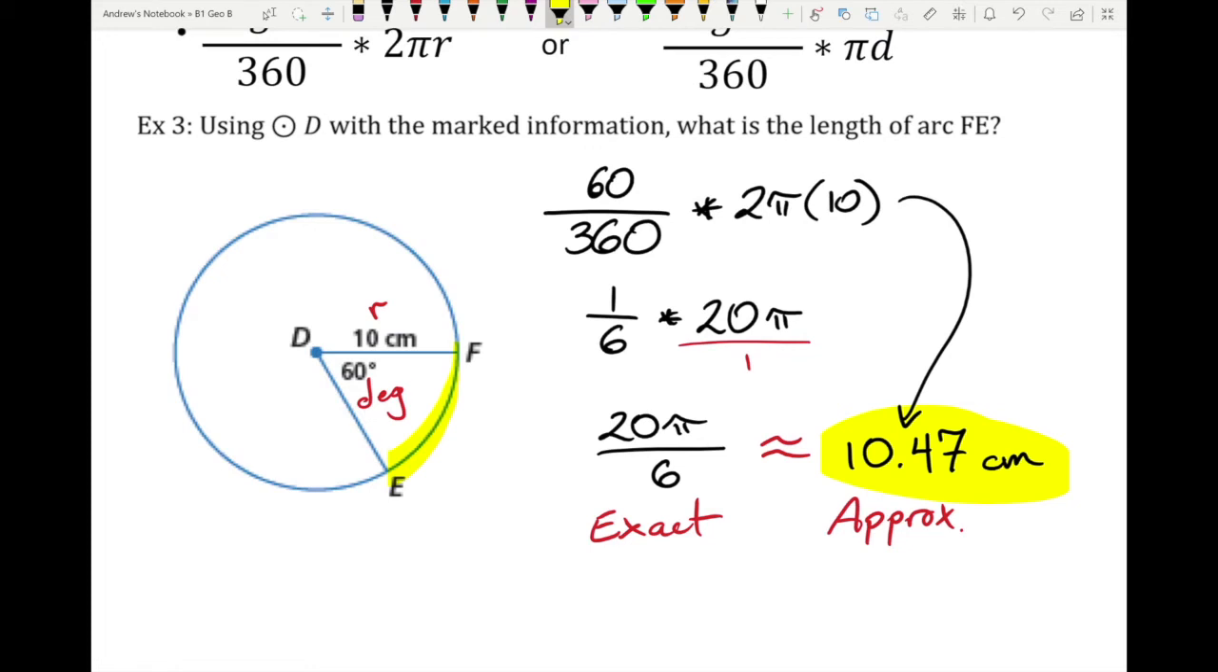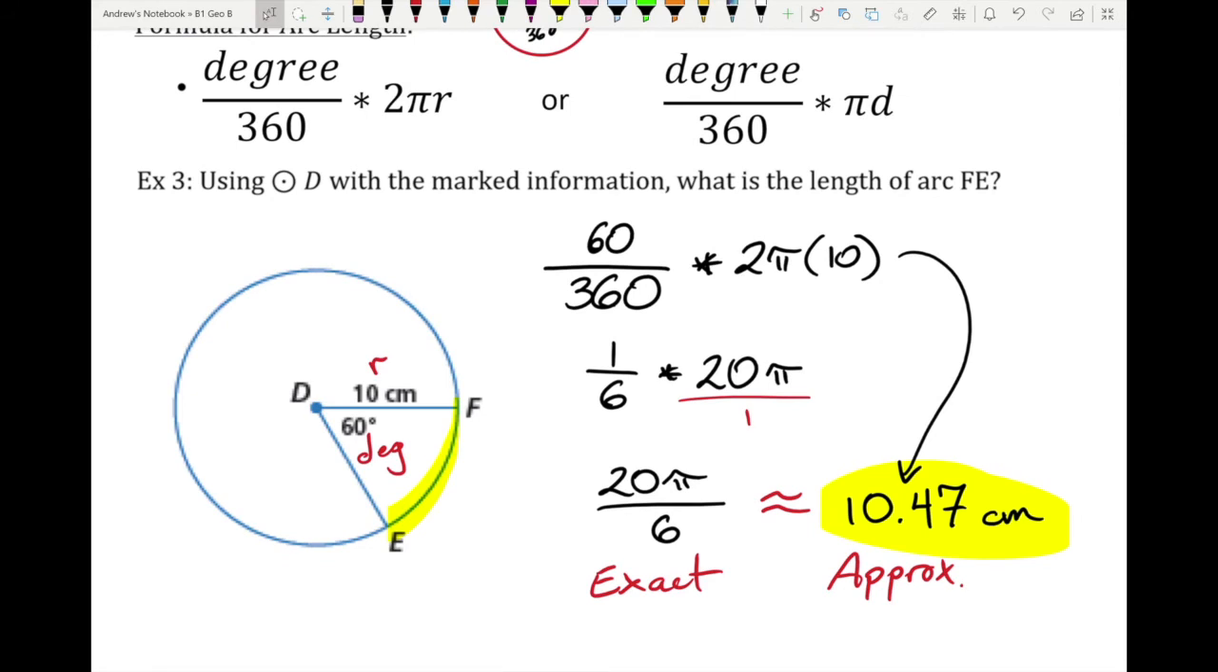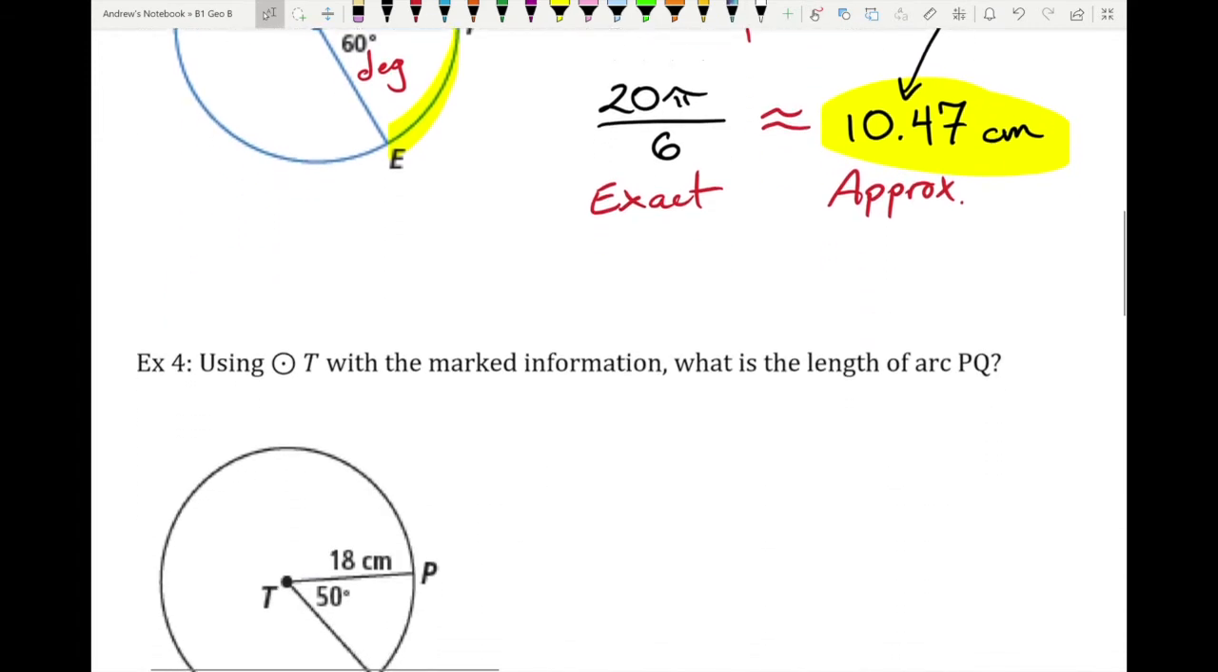And that's really all there is to it, right? I know that I did a whole lot of talking through that one problem, but at the end of the day, all we're doing is taking the degree divided by 360 and multiplying by the circumference, however we're finding that, whether it's 2 pi r or pi d. Let's try another one of these.